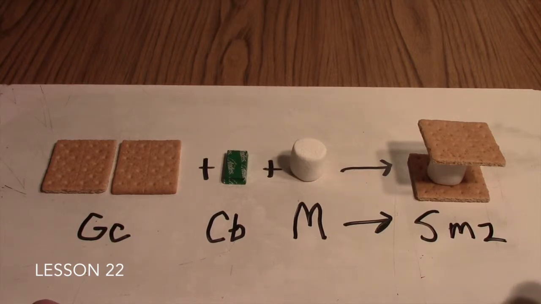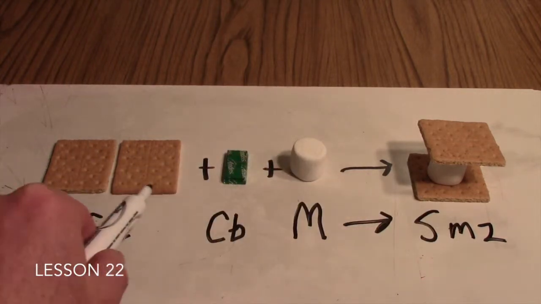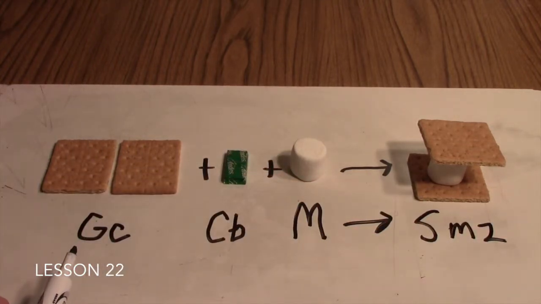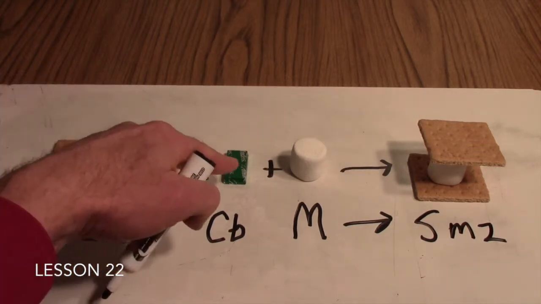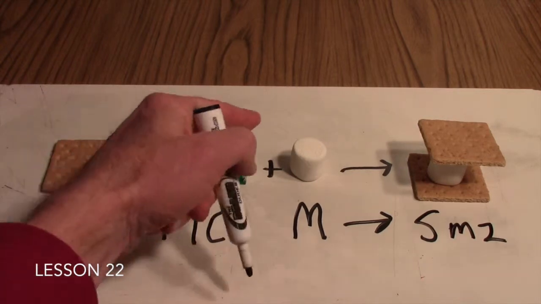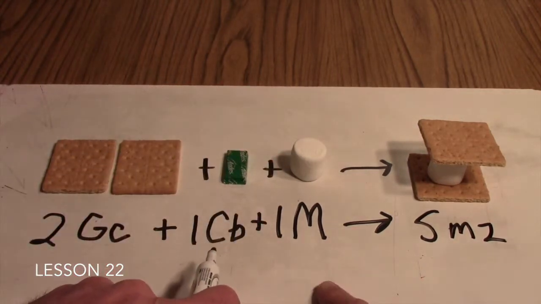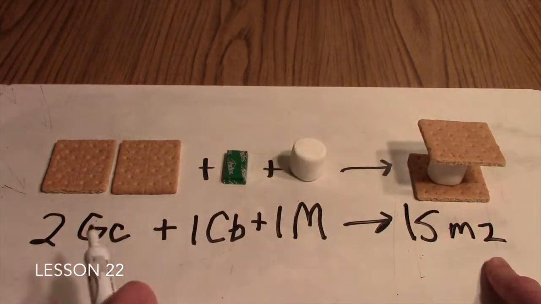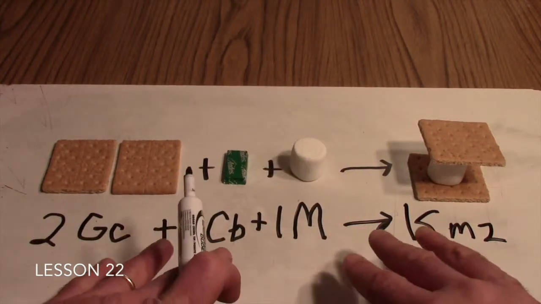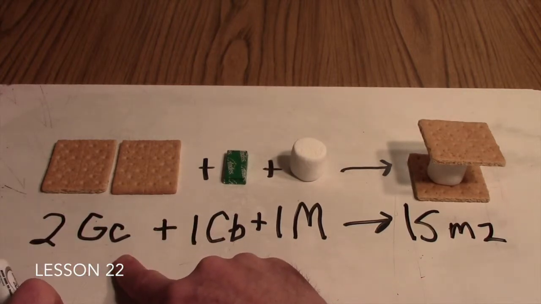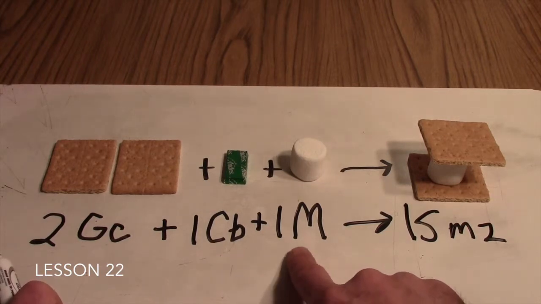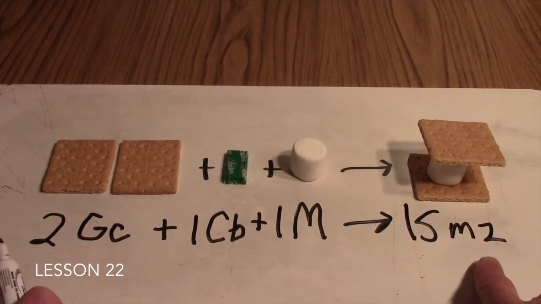Now the next step is to look at the number of moles of each that it takes to make this true, accurate reaction here, this true recipe for s'mores. If we look, we see that there are 2 graham crackers, 1 chocolate bar, 1 marshmallow makes 1 s'more. So our balanced, accurate reaction here is that 2 graham crackers mixed with 1 chocolate bar and 1 marshmallow react to produce 1 s'more.